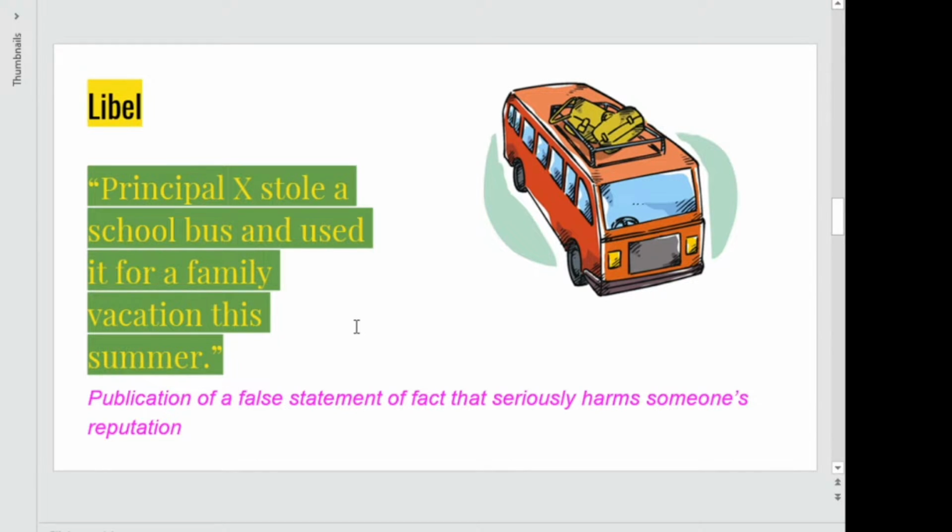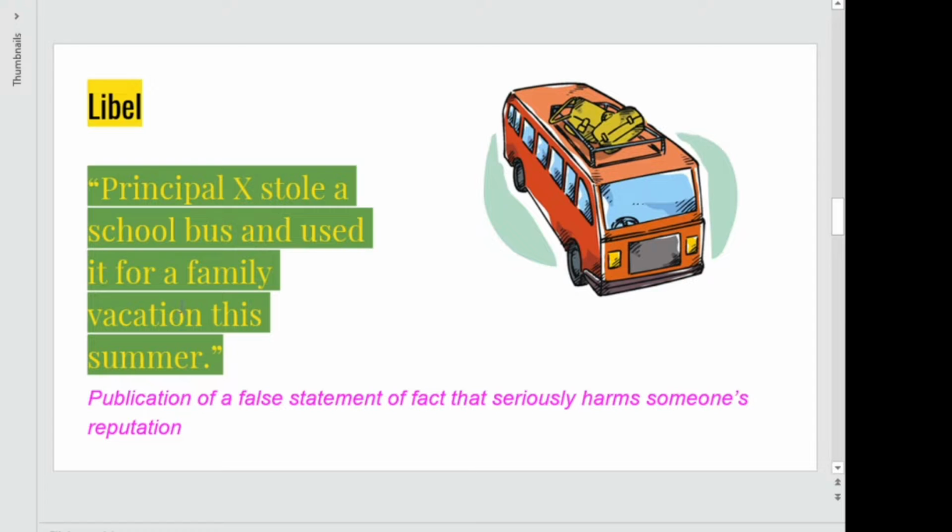So this is an example of libel. Principal X stole a school bus and used it for a family vacation this summer. So, this one can be libelous. Kasi kung hindi naman ito totoo, then the reputation of the person here is being damaged. So, maapektuhan yung work niya.